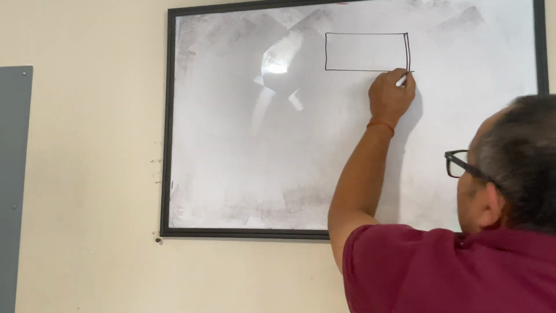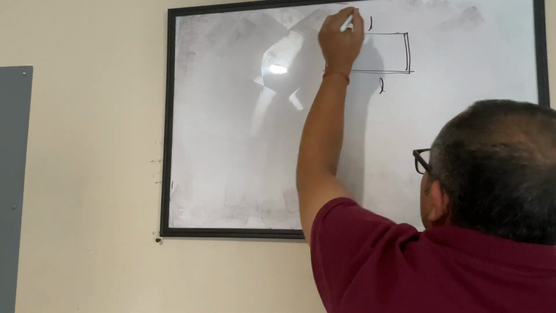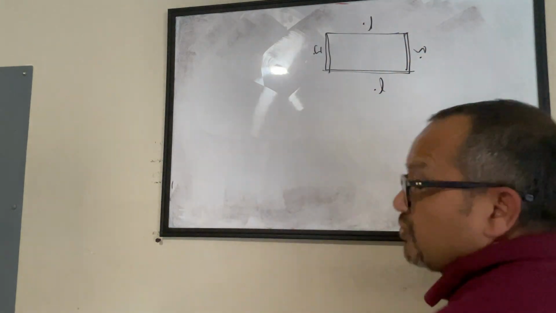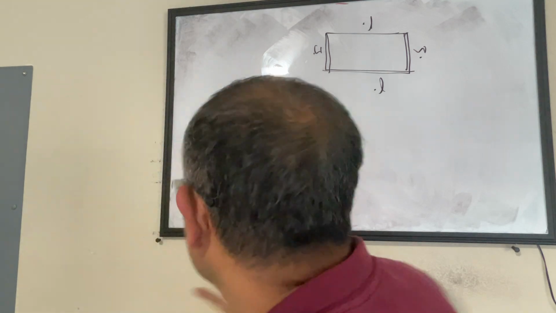This is a rectangle. What do we know? A rectangle has opposite sides the same. So if this is length, this is length, this is width, this is width. Who will tell me what is the area of a rectangle? Quickly, very quick. Yeah, Aditi, go ahead.